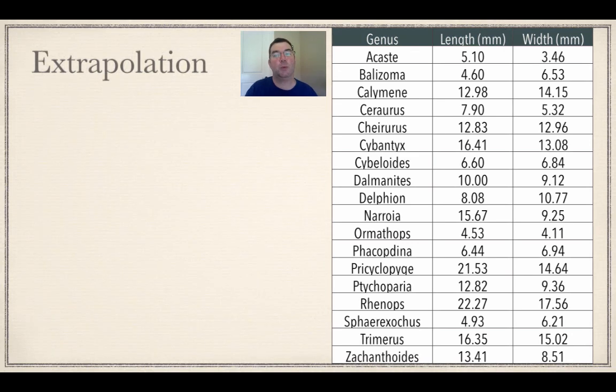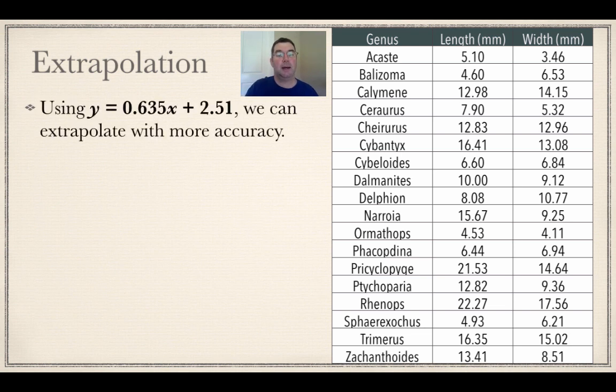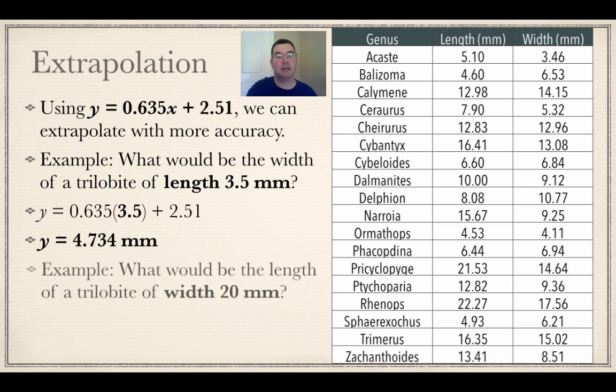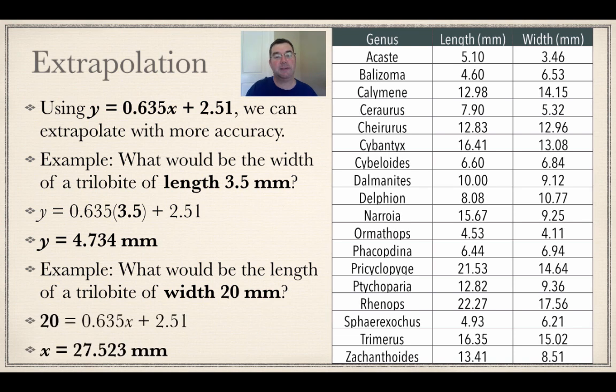Now I'm dealing with lengths and widths that are either much smaller or much bigger than the ones in my table. So I use that linear equation again, and so for example, what would be the width, the y value, if the length, or the x value, was 3.5 millimeters? So I replace x with 3.5, I solve for y, and I get 4.734 millimeters. Same thing if I needed to solve for x. If I had a y of 20 millimeters, I would replace my y with 20, I would solve for x, and I would get that x is 27.523.